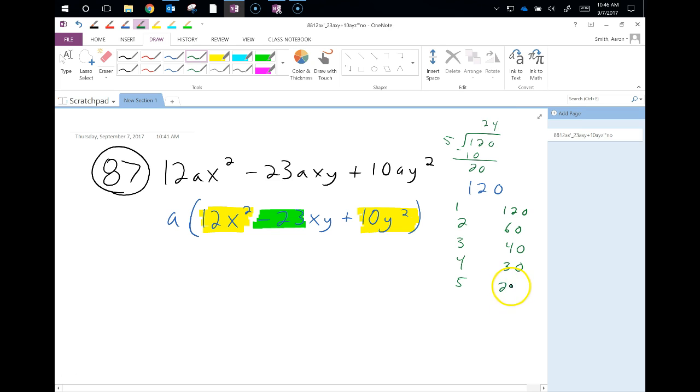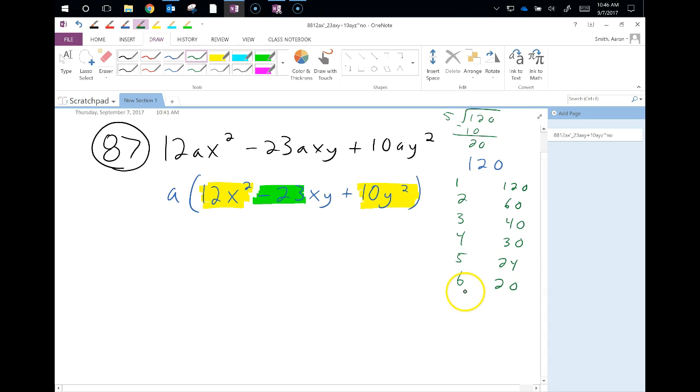24 times, so 5 and 24 isn't going to do it. 6 and 20 isn't going to do it. 7 isn't going to work. 8 will work, 8 and 15, and I think those are the numbers we want, 8 and 15. Because if we want them to multiply to positive 120 and add to negative 23, we can put negatives on both of those, and those are what I refer to as our magic numbers that we're going to use.